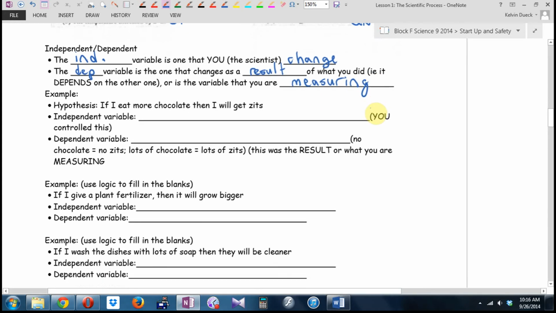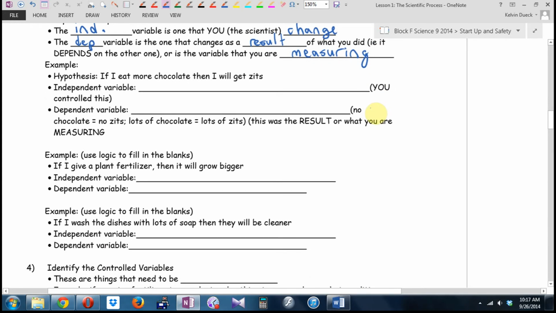Example hypothesis: if I eat more chocolate, then I will get zits. What is the independent variable? What's the one that you have control of? Yeah, how much chocolate I eat.